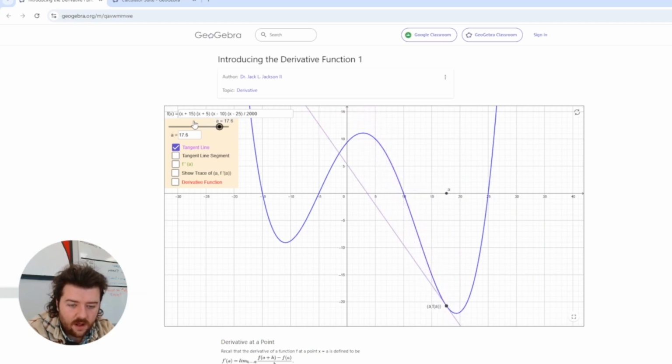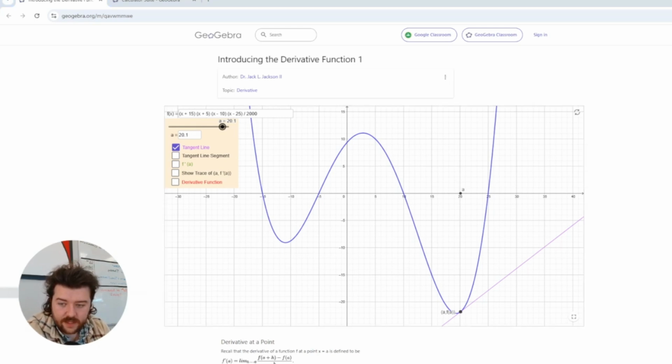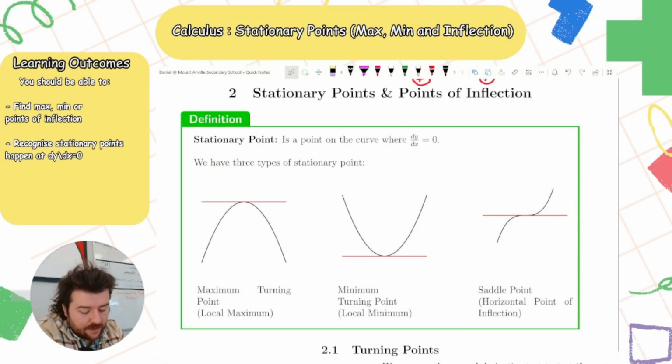These are what we call stationary points or turning points, because my graph goes from increasing to decreasing. That's what they're called, turning points. The turning is from increasing to decreasing, or vice versa. So let's come back here. We have three types of stationary points. We have a maximum turning point, we have a minimum turning point, and then we have a saddle point. This is usually where we have a repeated root.